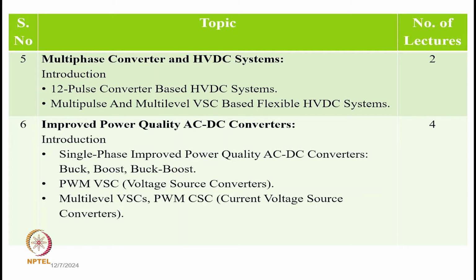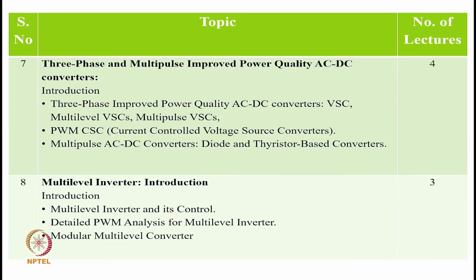Then the sixth topic will have improved quality AC-DC converters with 4 lectures on single phase improved power quality AC-DC converters with buck and boost categories and PWM voltage source converters, then multi-level voltage source converter and PWM current source converters. Then the 7th topic will cover 3-phase and multi-phase improved power quality AC-DC converters with 4 lectures, with 3-phase improved power quality AC-DC converter consisting of voltage source converter, multi-level voltage source converter, and multi-pulse voltage source converter.